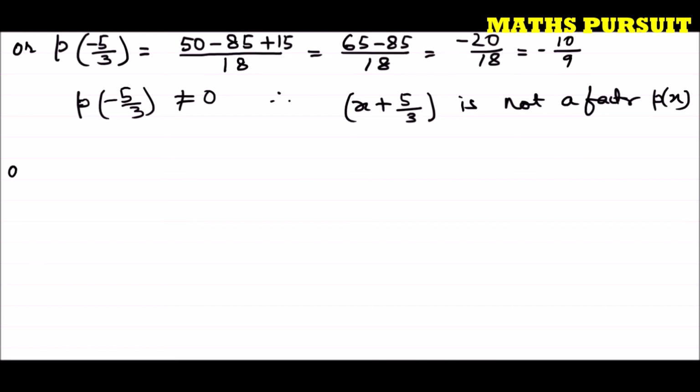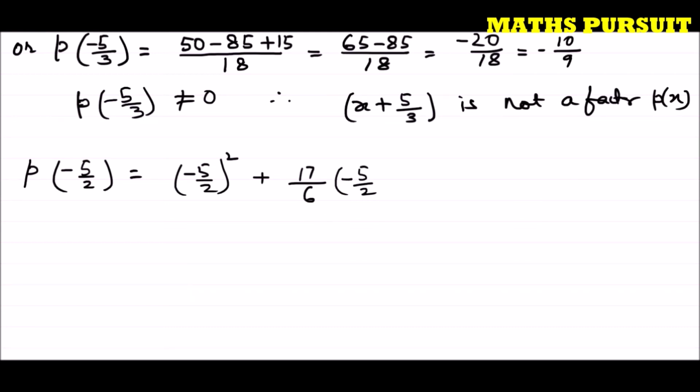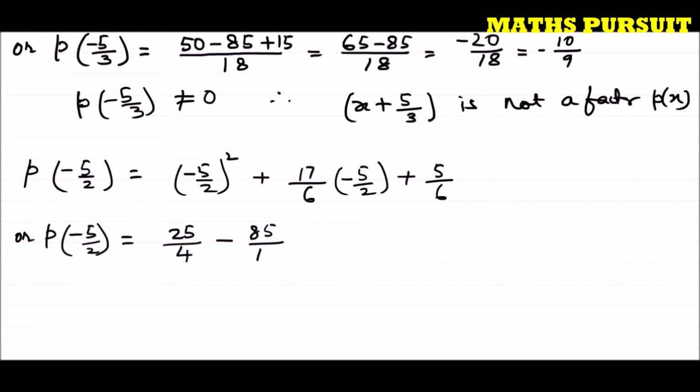Now here we are going to test when x value is minus 5 upon 2. So I can write this as (minus 5 upon 2) to the power 2 plus 17 upon 6 into minus 5 upon 2, plus 5 upon 6. So p of minus 5 upon 2 is equal to 25 by 4 minus 85 by 12 plus 5 upon 6.